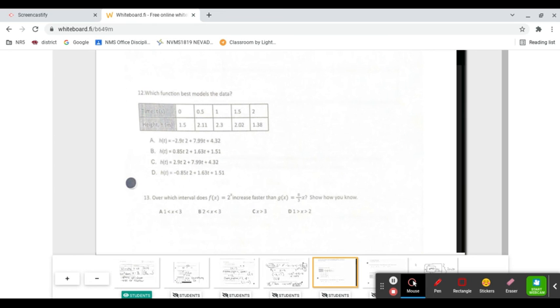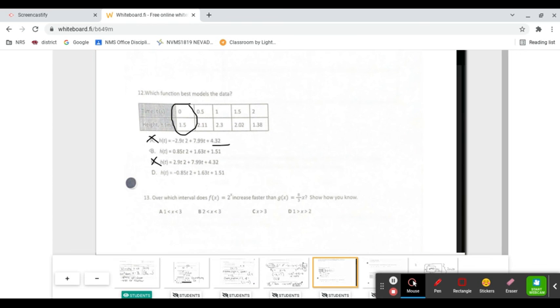Number 12, which one best models the data? The first thing I'm going to point out to you is right here, it tells you what the y-intercept is. So when x is 0, what is y? It says it's 1.5. This one says it's 4.2. That's not even close, and so does this one. So A and C are out because C is 4.3 something.